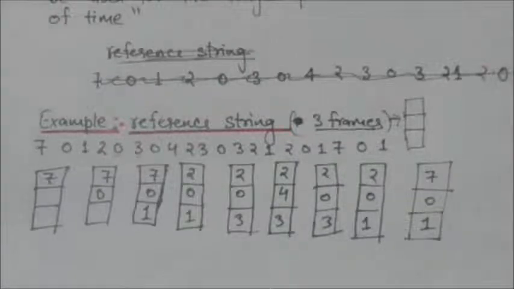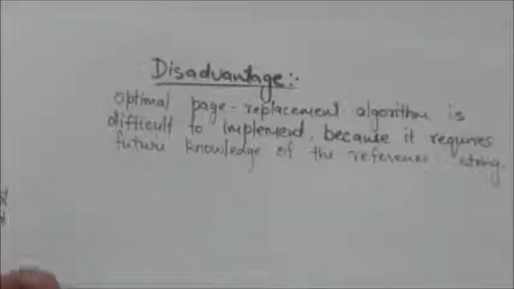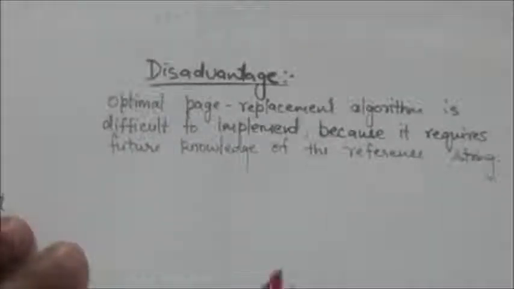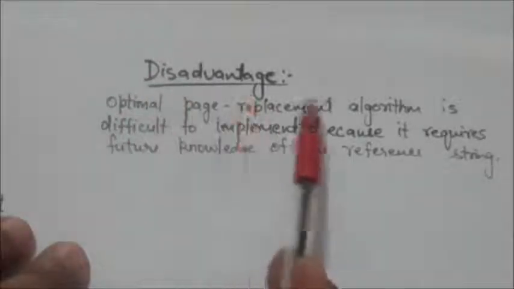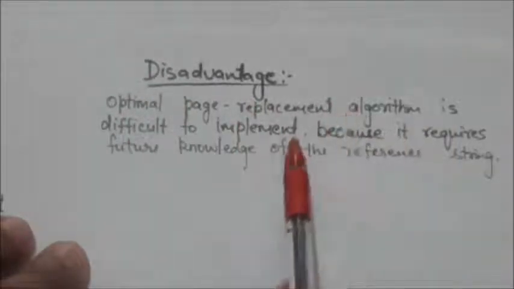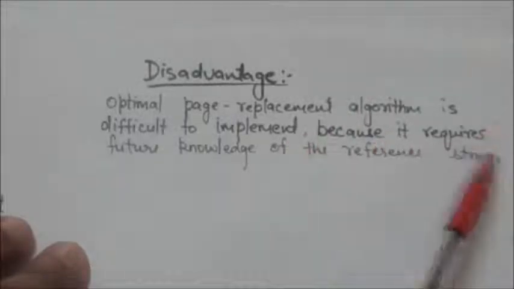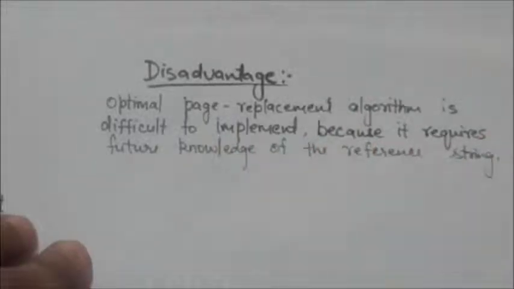And this page replacement algorithm never suffers from Belady's anomaly, and it has the lowest fault rate of all algorithms. Now what is the disadvantage of this optimal page replacement algorithm? The disadvantage is that it is difficult to implement because it requires future knowledge of the reference string.